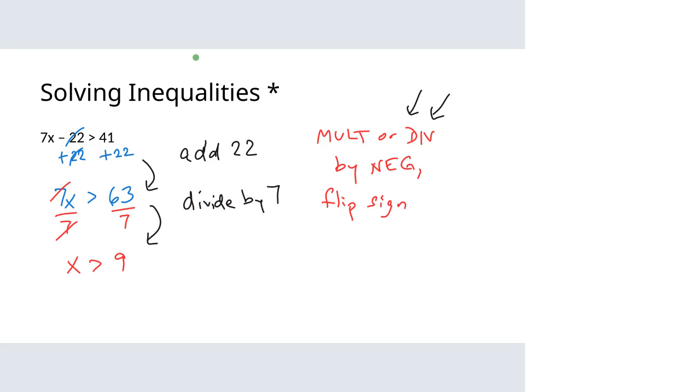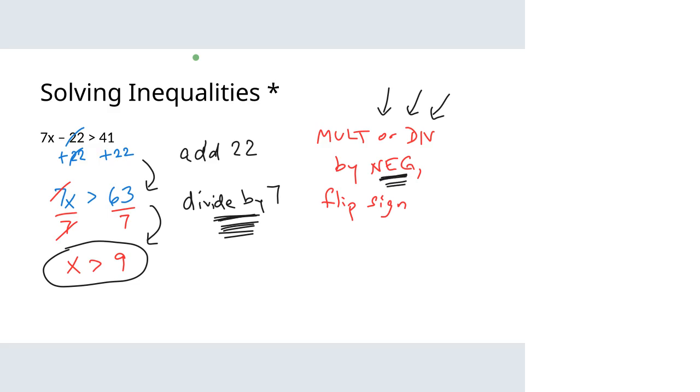So let's see. In the first step, we added, so we certainly didn't multiply or divide by a negative. And then in the second one, we did divide, but we divided by a positive. We only flip the sign if we multiply or divide by a negative. Here, we divided by a positive. So we don't flip the sign. It stays the same direction, and it stays x is greater than 9. The only time we flip the sign is if we multiply or divide by a negative.